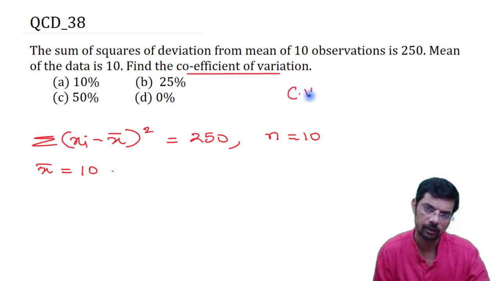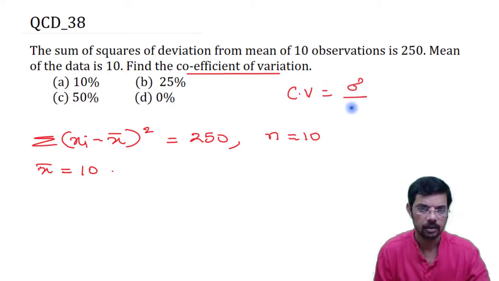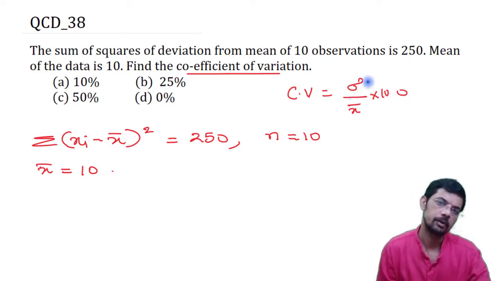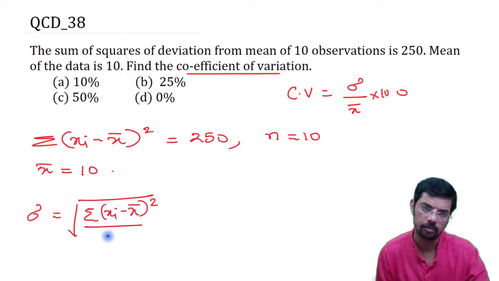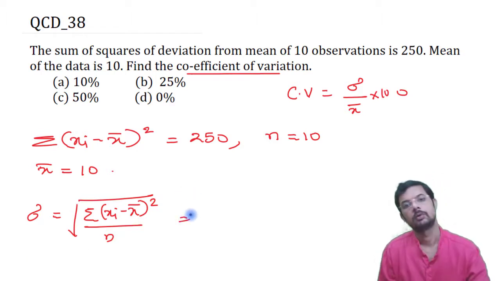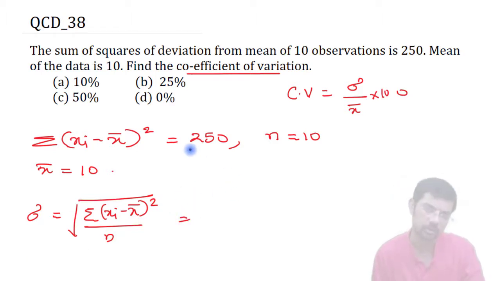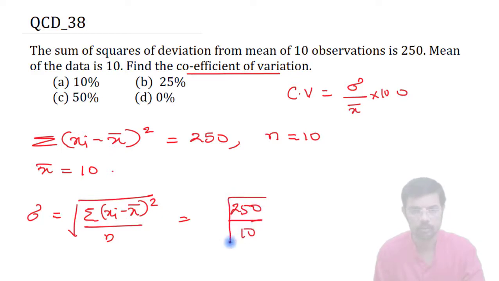Coefficient of variation, CV, is equal to sigma by x bar into 100. We already have our x bar. We need to find out sigma. Standard deviation is equal to square root of sum of (xi minus x bar) whole square divided by n, the root mean square of the deviations taken from the mean. That is equal to under root of 250 divided by 10, which is root of 25, and that is 5.